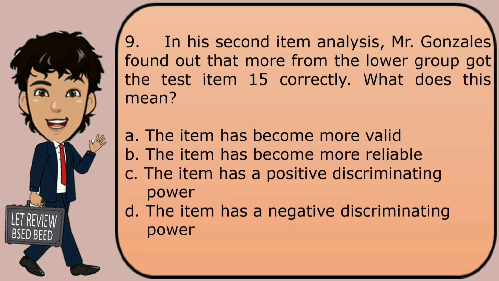9. In his second item analysis, Mr. Gonzalez found out that more from the lower group got the test item 15 correctly. What does this mean? A. The item has become more valid. B. The item has become more reliable. C. The item has a positive discriminating power. D. The item has a negative discriminating power.